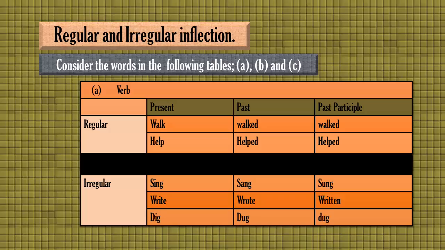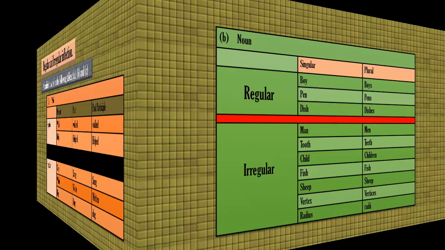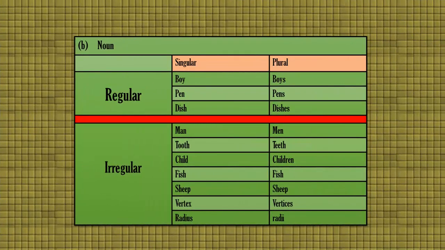Consider these nouns in Table B. In the regular column, we see boy, pen, and dish. And their plurals are made by adding s or es to the end of these nouns, such as boy, plural boys, pen, plural pens, and dish, plural dishes.